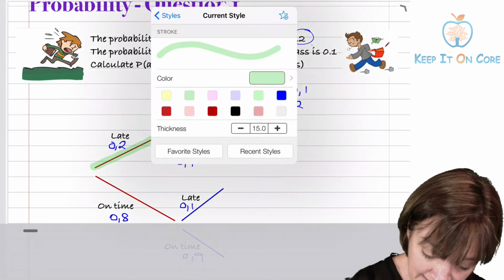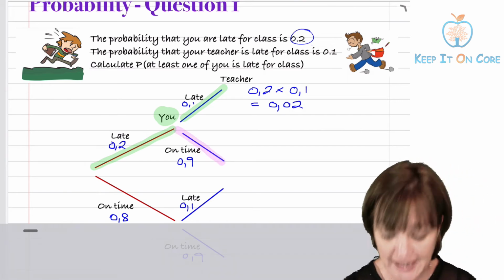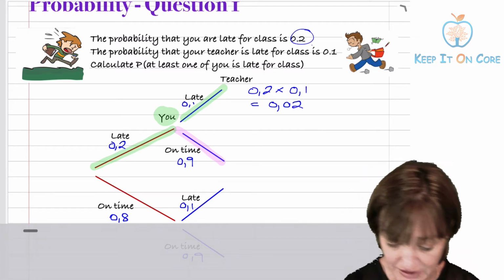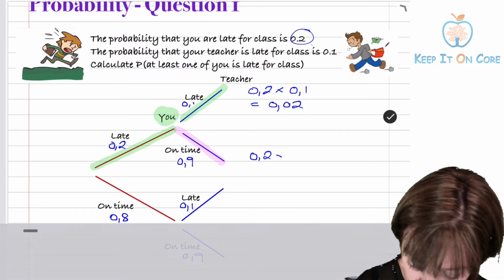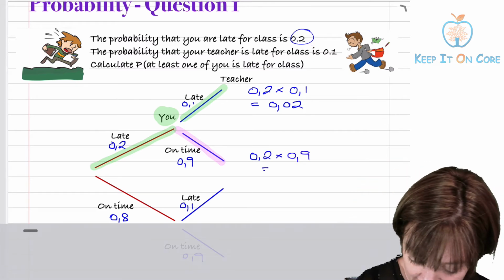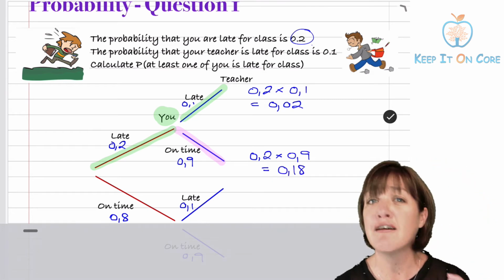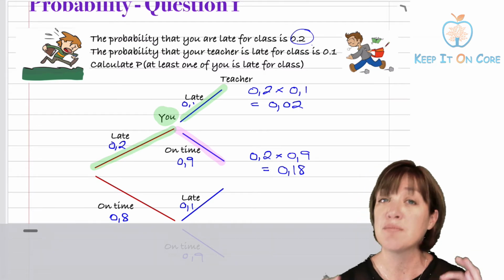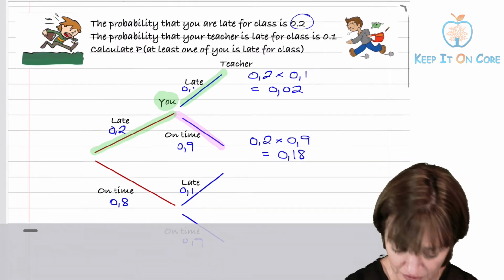The probability that you are late but your teacher is on time. So you're still looking at you being late, but now we're looking at the branch where the teacher is on time. That is giving us the calculation of 0.2 multiplied by 0.9. That is giving us 0.18. Still a very low probability of that actually occurring. The probability does exist, but very, very low, very unlikely to occur.